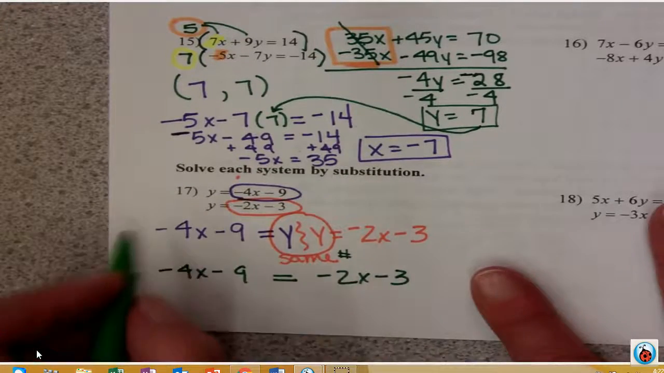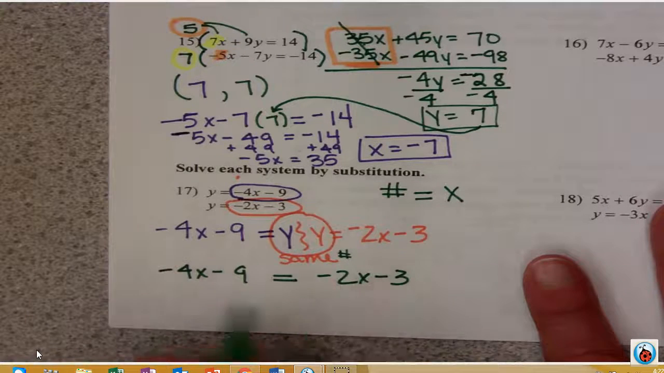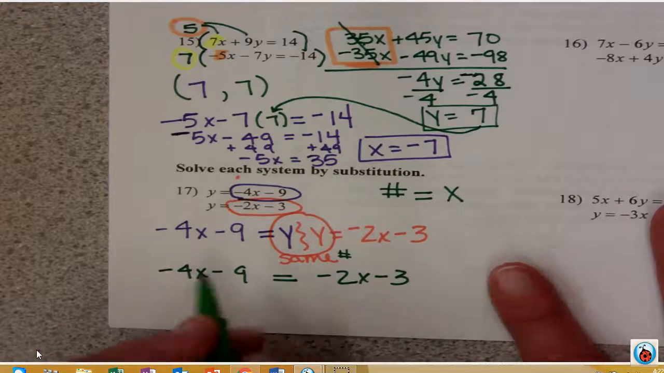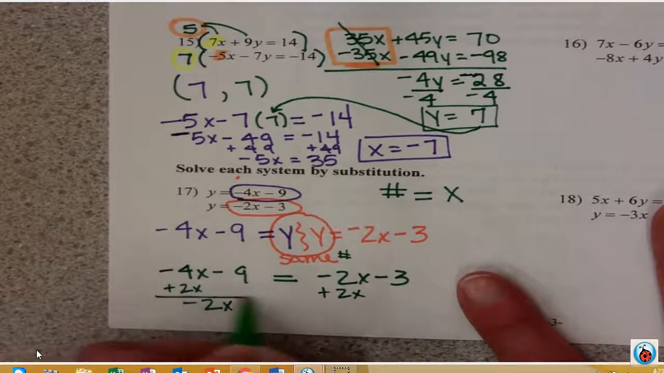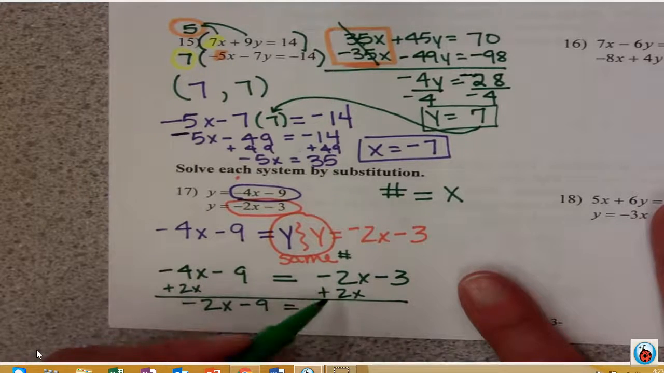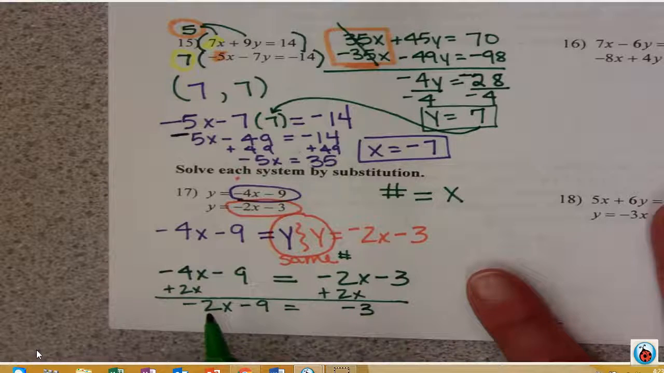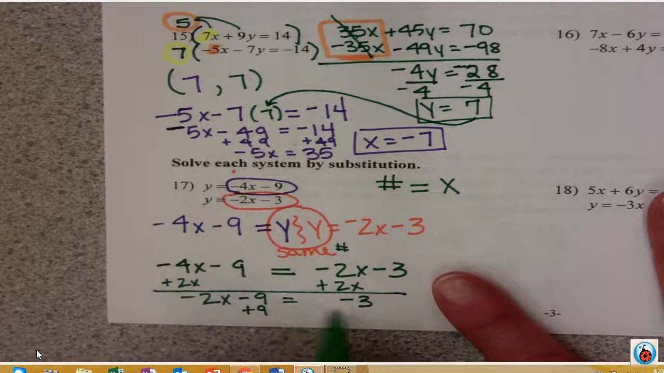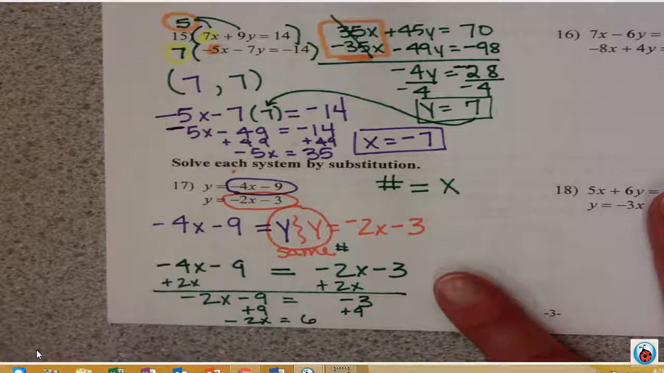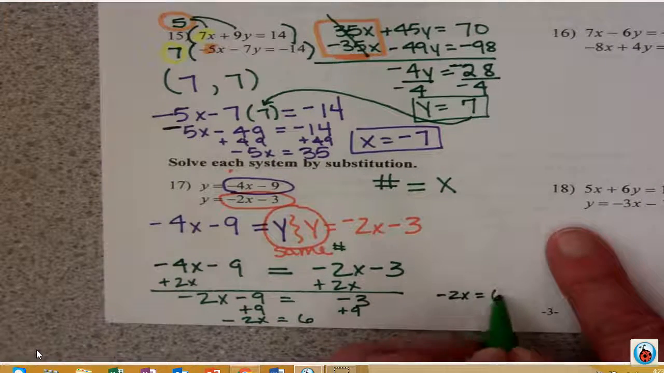How do I do that? I want to get my numbers on one side and my variables on the other. So I'm going to move my x to one side and my numbers to the other. So if I add 2x, negative 2x minus 9 equals, this equals 0, minus 3. So now I've moved all my x's to this side. So now I need to move my numbers to that side. How I'm going to do that is I'm going to add 9, and I get negative 2x equals negative 3 plus 9 is 6. I'm running out of room, but I get negative 2x equals 6.